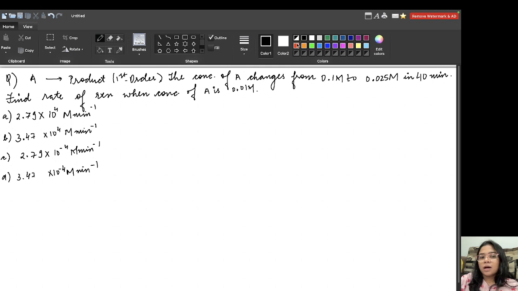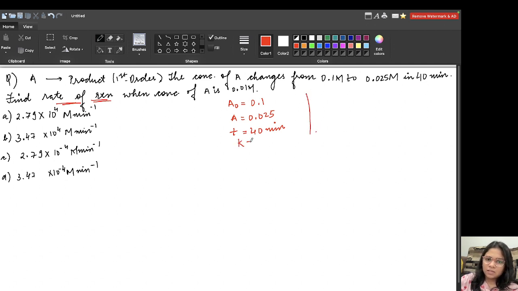What is given to you and what you need to find? We need to find the rate of the reaction, we need to find the R, right? When concentration of A is this. A naught is given to you as 0.1. A is given to you as 0.025. Time is given to you as 40 minutes. You need to find the rate of the reaction when concentration is this much. K is not given to us, right? They are telling us you have to find the rate when the concentration is 0.01.